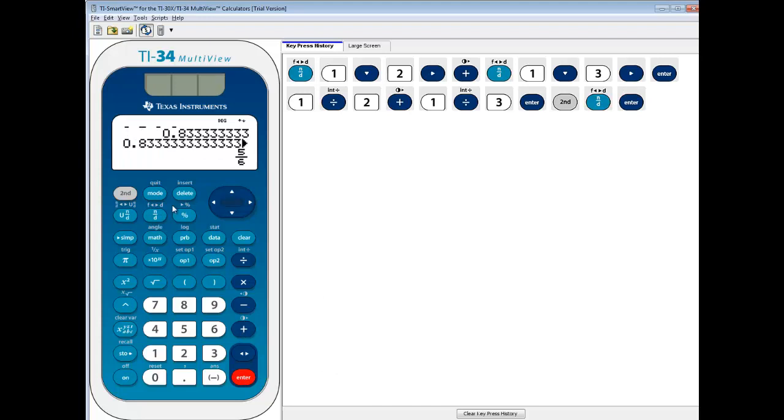That button actually switches them back and forth. So now we're in fraction form. I could do second, and then the fraction button again, and then enter again. It changes it back to decimal. So you can freehand put it in there.